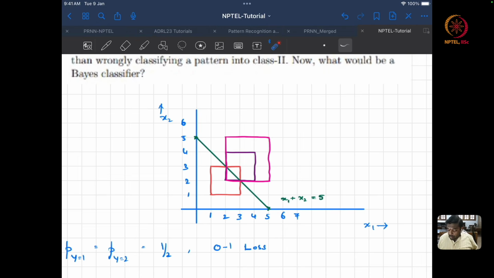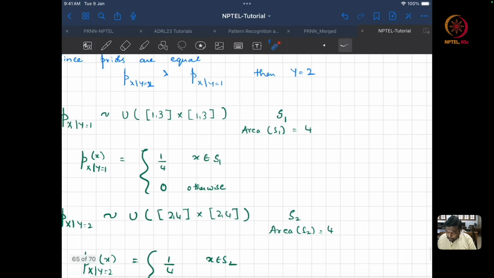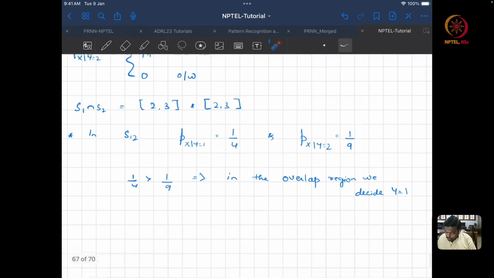Now when I consider this line, this particular region is considered as class 2, which should not be the case, because this is an overlap region. In the overlap region, it has to be considered as class 1. Therefore the line that you are seeing is not a Bayes classifier. So let's make note of this.